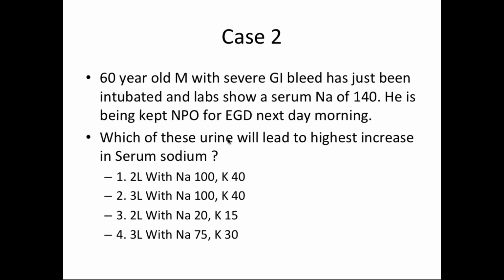The first option is a 2-liter urine output with the sodium in the urine being 100 and the potassium 40. A 3-liter urine output with a sodium of 100 and potassium of 40. A 2-liter output with a sodium of 20 and potassium of 15. And a 3-liter output with a sodium of 75 and a potassium of 30.